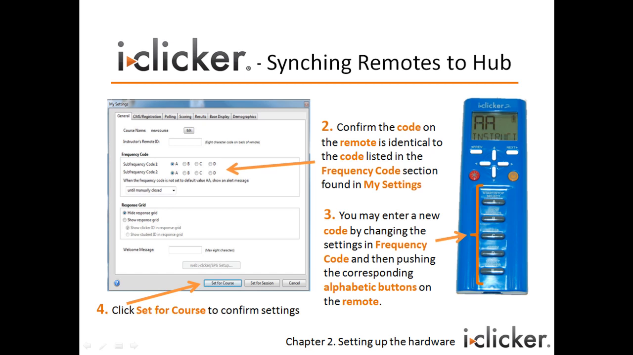You want to be able to create your own unique code for your hub, and this is especially important if you're teaching in an area where lots of instructors are using the iClicker system. You wouldn't want to accidentally pick up answers from their class, and vice versa. To set the frequency for the hub, select the radio buttons. To set the frequency on your remote, you'll want to use the A through D answer choice buttons on the remote. Once the remote is properly synced, it'll read ready.